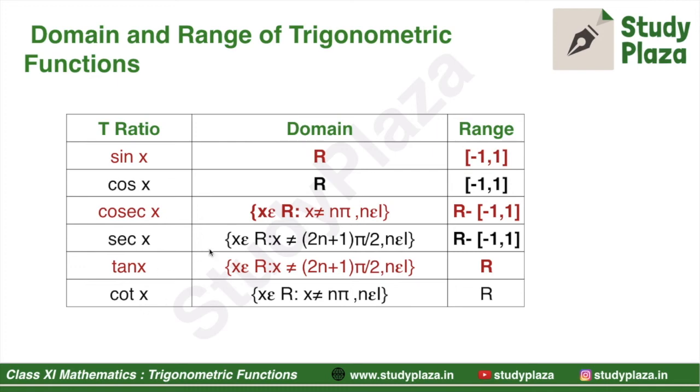Same way sec x, which is the reciprocal of cos x, its domain will be the set of real numbers except when x is equal to (2n+1) pi by 2, and again the range will be R minus (-1, 1). Tan x again belongs to all real numbers except (2n+1) pi by 2, and its range is R. Cot x again all real numbers except when x is equal to n pi, and range is R. Hope you have understood this domain and range concept clearly.